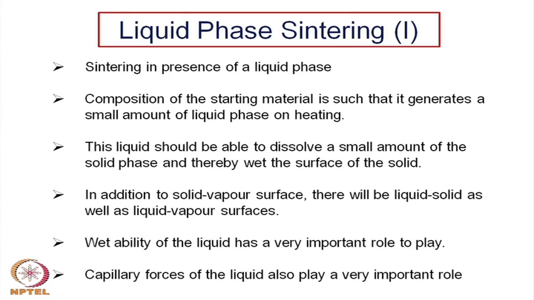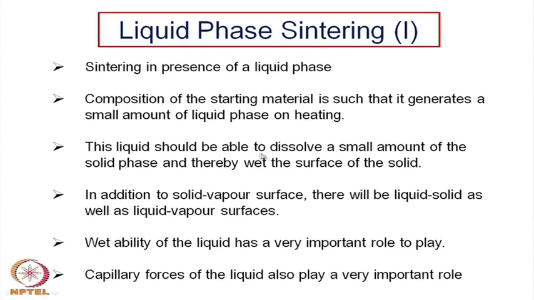Normally the liquid is produced in very small quantities, not even 1%, or maybe within 1%, and then it reacts. Normally it has a very low viscosity and a kind of high capillary action through which the liquid phase moves along the grain boundaries or along the particle interfaces and forms the bond.